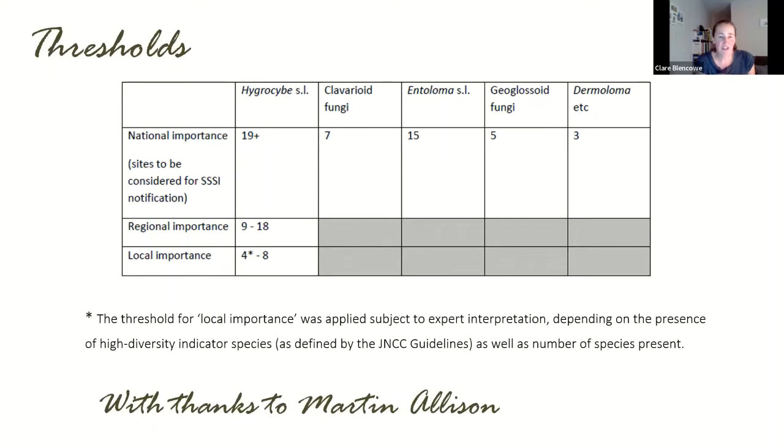And we had a bit of a discussion about thresholds for local importance, and there was more of an element of expert interpretation there, because 4 species on their own wouldn't necessarily show that a site was important. But if they were 4 particularly rare or high diversity indicator species, then that might give you an indication that that site is of local importance. And we worked with Martin Allison, that local mycologist who I showed you at Ebony Cricket Pitch, to do this work with us and help us interpret the records and the analysis that we were doing.